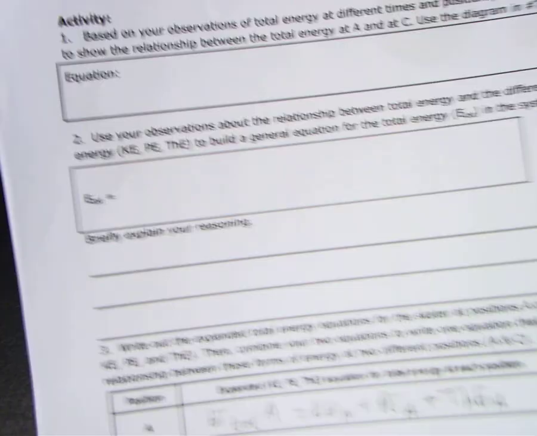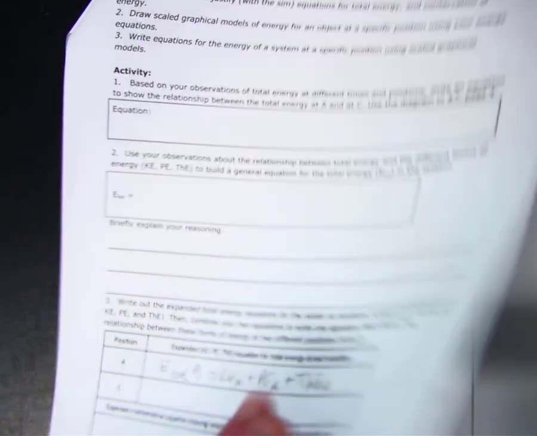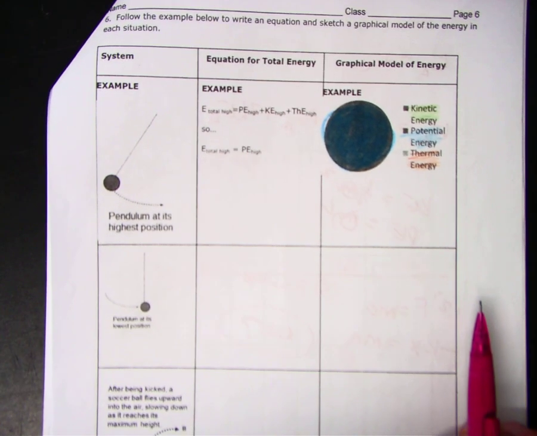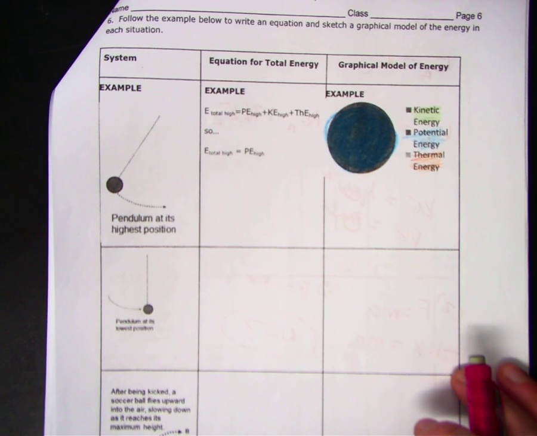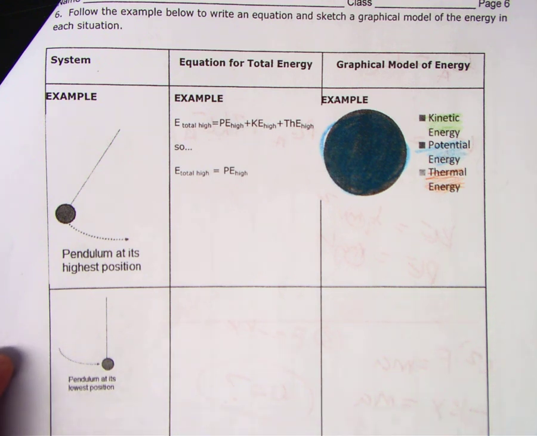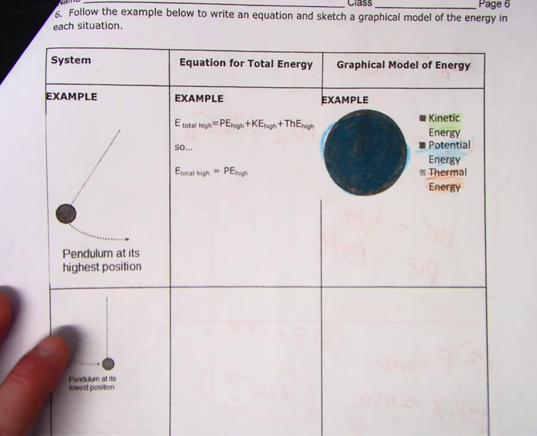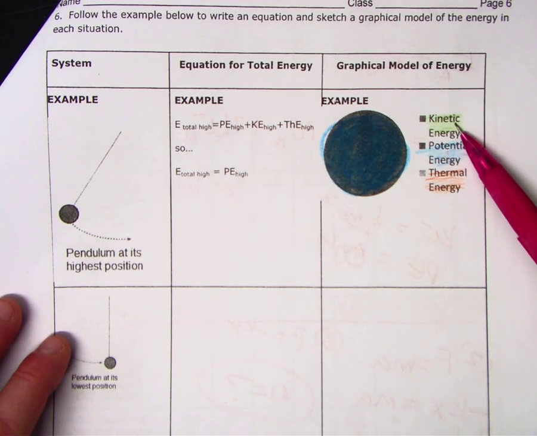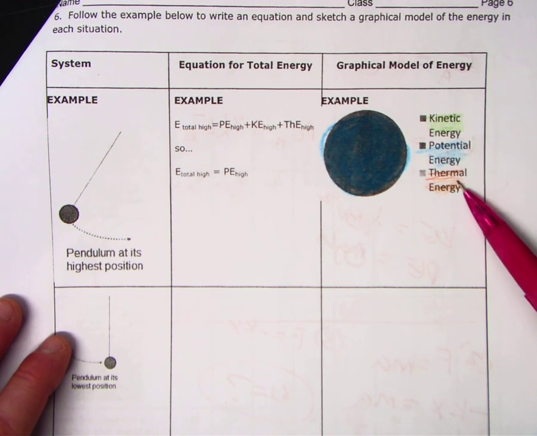Okay, flipping over to page number 6. This is going to be drawing some diagrams here. For example, you may need to refer to the electronic handout that I gave you so you can see the colors better. I color-coded mine. My kinetic is green, potential is blue, thermal is orange.